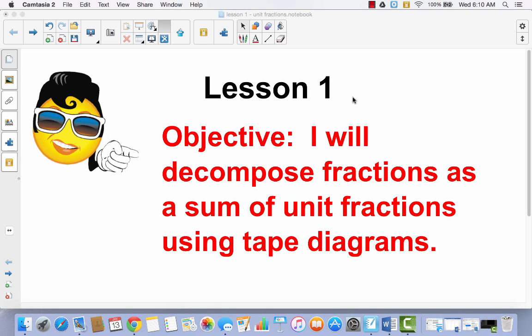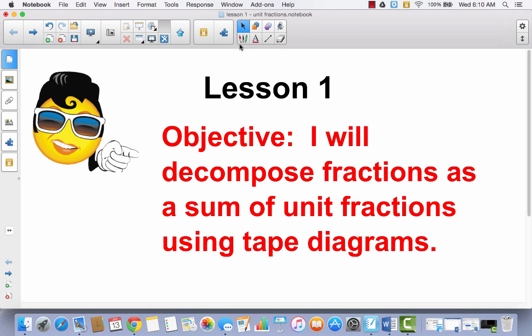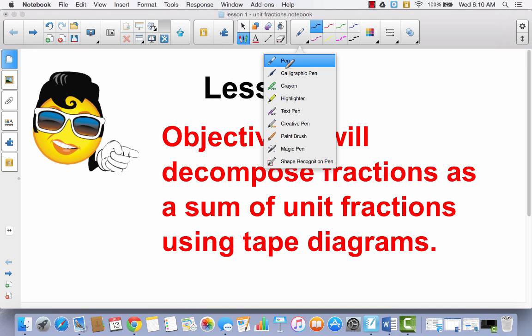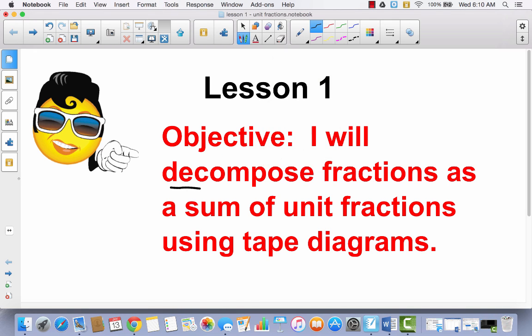Lesson 1, I will decompose fractions as a sum of unit fractions using tape diagrams. So we have some vocabulary words that we've already used before. I want you to take a look at the word decompose. We've decomposed when we were subtracting. We've also decomposed whenever we were dividing. So decompose means to take something and break it down into smaller parts.